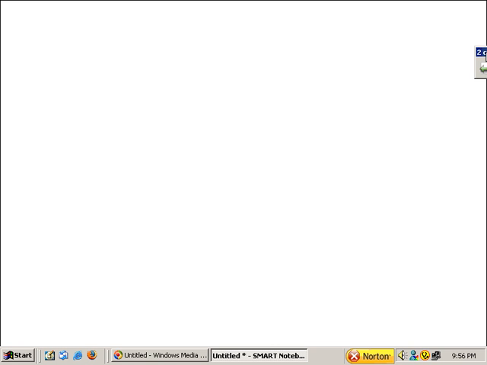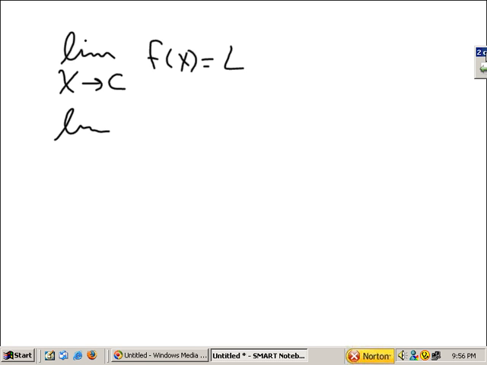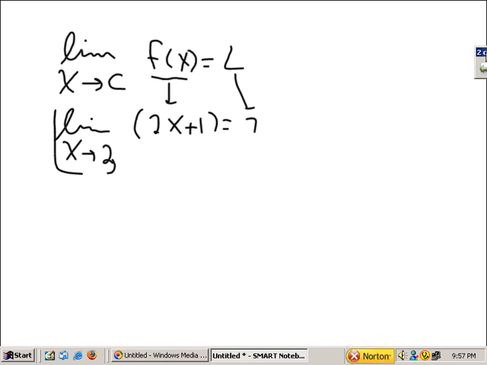Okay, so if we have in general the limit as x goes to some value, call it c, of some function equal to L. An example might be the limit as x goes to 3, so c is 3, and the function might be 2x plus 1, and the limit is 7. We'll keep coming back to this. But what does the top line mean?